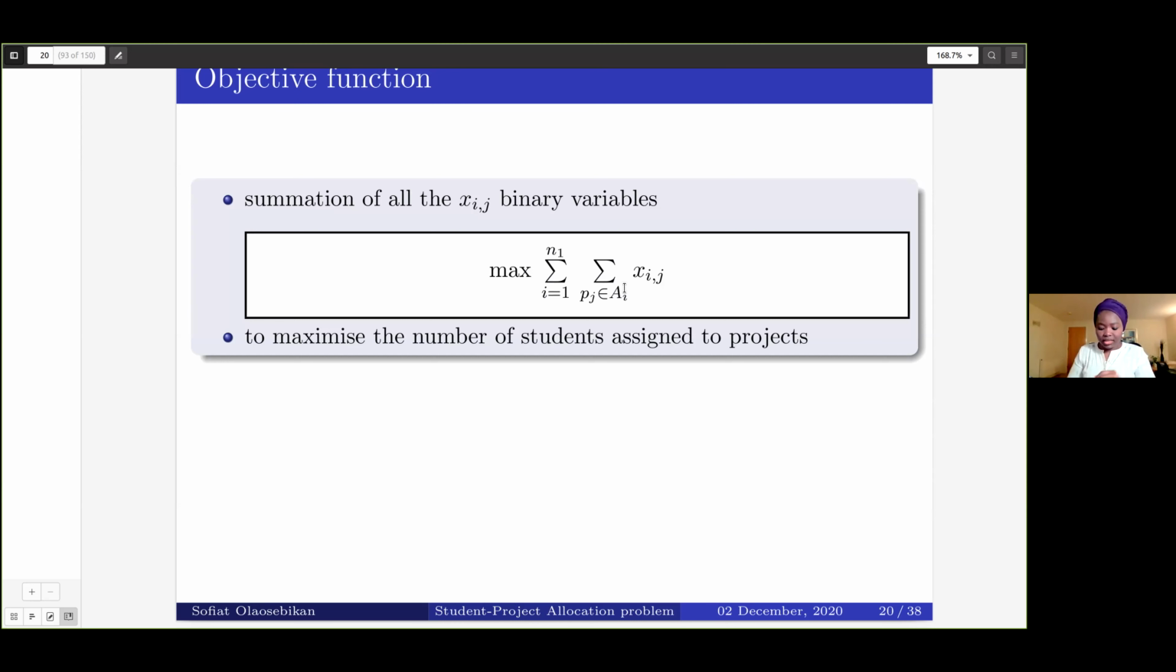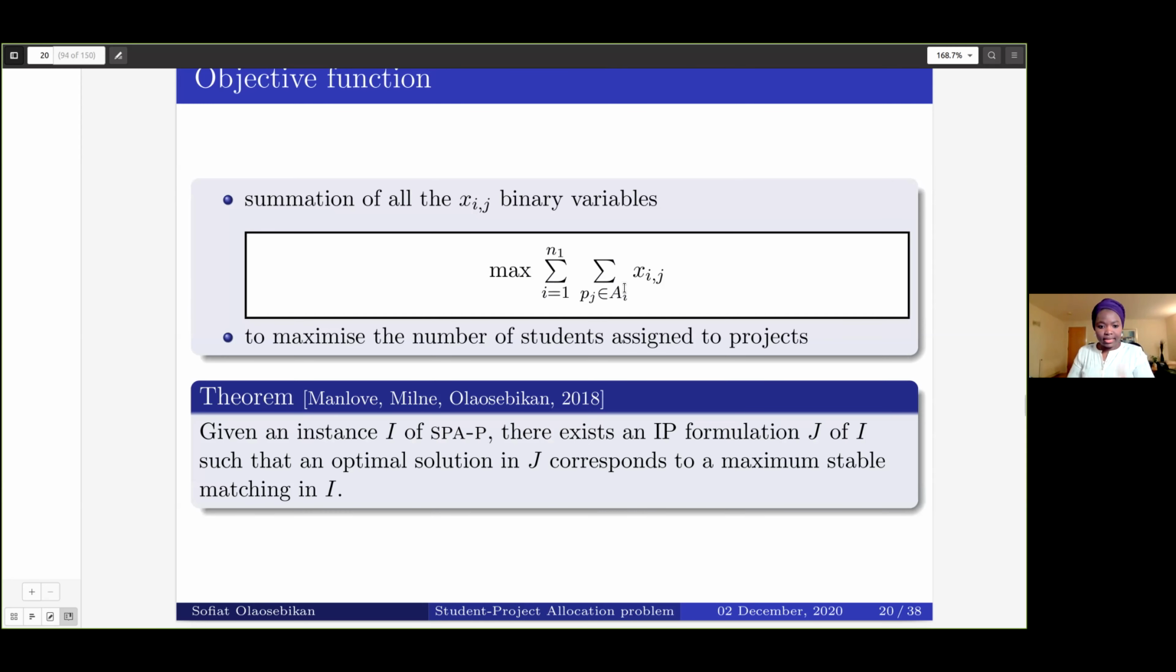So this is one of the results from my research. And this theorem is just saying that if we model SPA-P using this formulation I just described, an optimal solution in the IP model corresponds to a maximum stable matching in the SPA-P problem. And that concludes SPA-P.